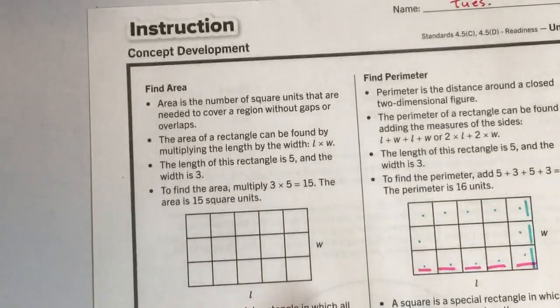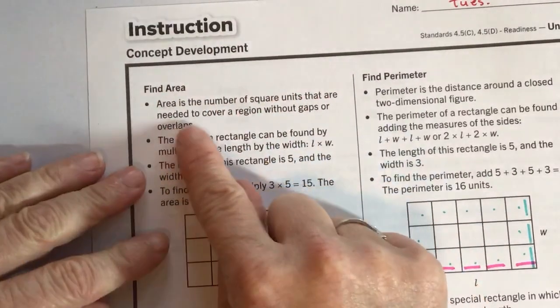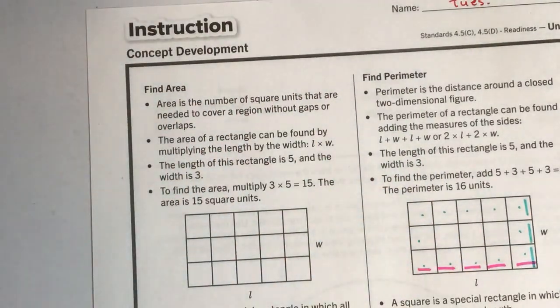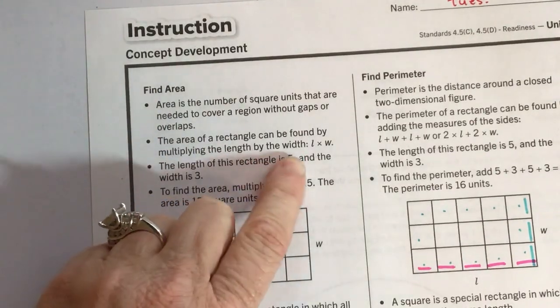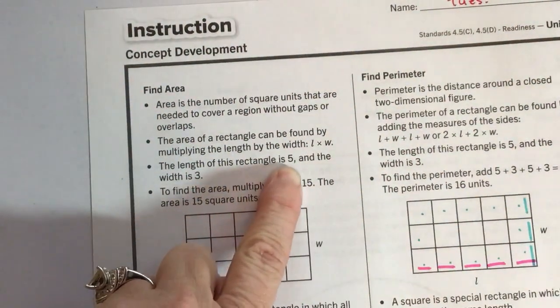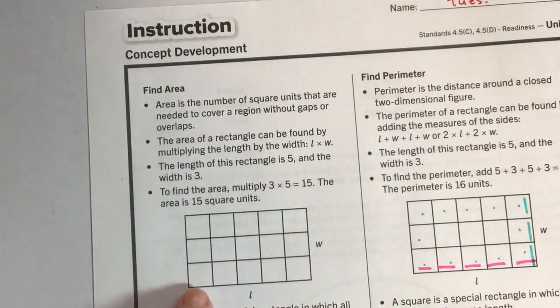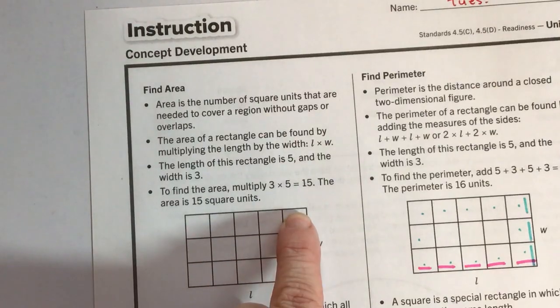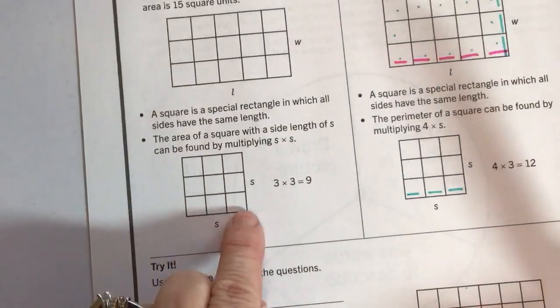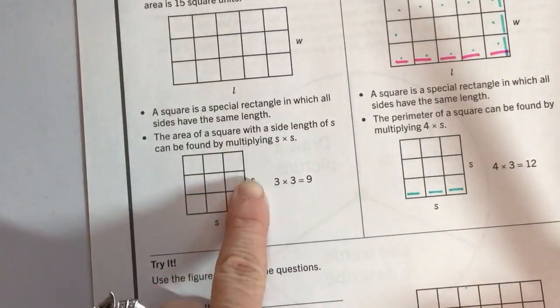Looking over here at the area, area is the number of square units that are needed to cover a region without gaps or overlaps. The area of a rectangle can be found by multiplying the length by the width, length times width. The length of this rectangle is 5, the width is 3. So here, 1, 2, 3, 4, 5, 1, 2, 3. Multiply 5 times 3, you get 15. With the square, 3 and 3. 3 times 3 is 9.